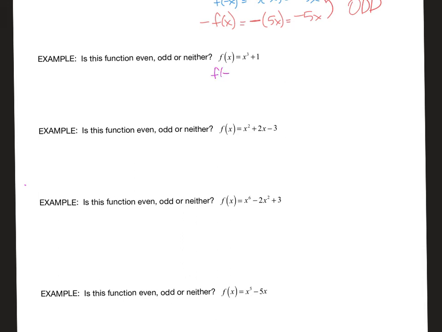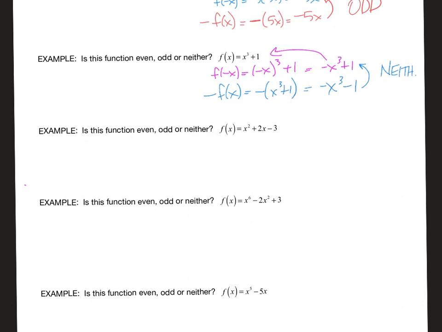Let's check for even. I'm going to put a negative x where x used to be, and simplify that. I don't get even. Then I do the opposite. Let me change colors, actually. Sometimes different colors definitely help. Let's check the opposite of the original. The opposite of the original function is negative x cubed minus 1. This doesn't equal that, so this one's neither. Again, you have to really watch the negatives, watch the signs. Let's keep going.